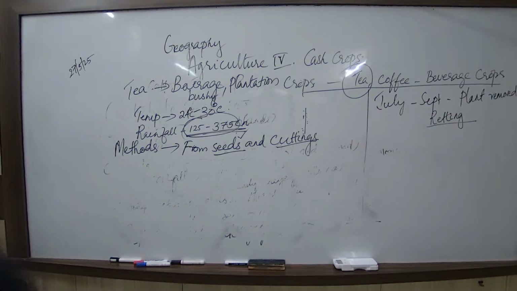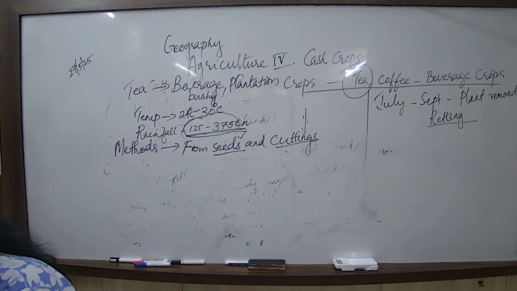But there must be a fairly long spell of dry weather for the beans to ripen. It cannot stand frost nor very high temperatures, that is above 30 degrees Celsius. Strong sunshine and snowfall both are harmful to the plant. Its cultivation, therefore, is restricted to areas where the mean annual temperature does not exceed 28 degrees Celsius.